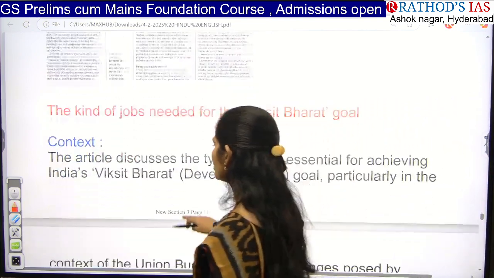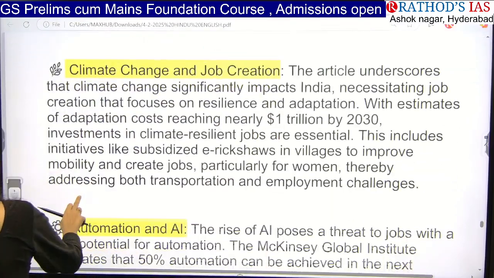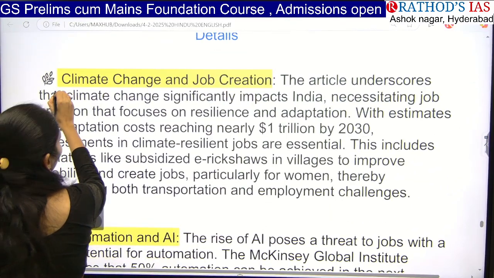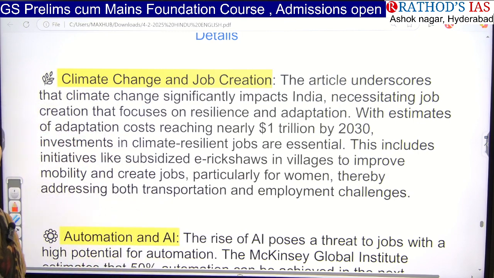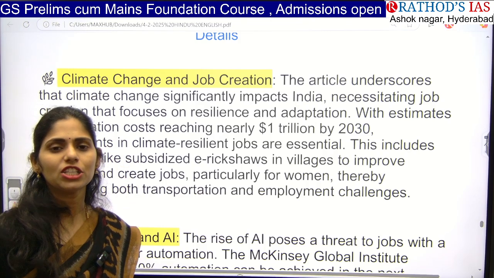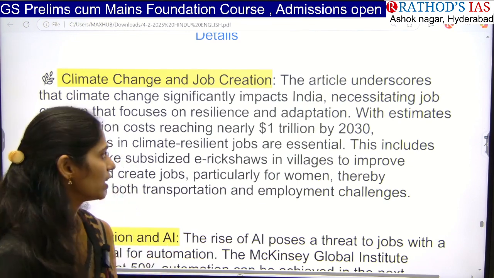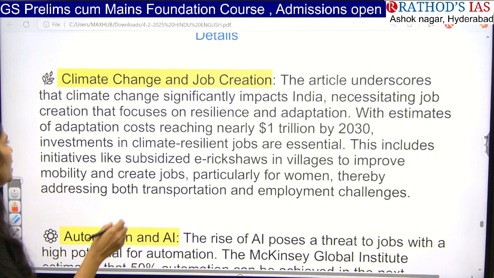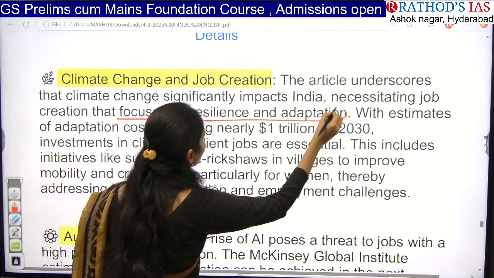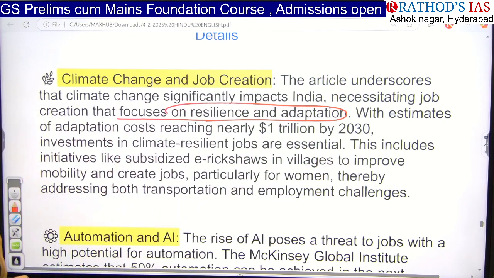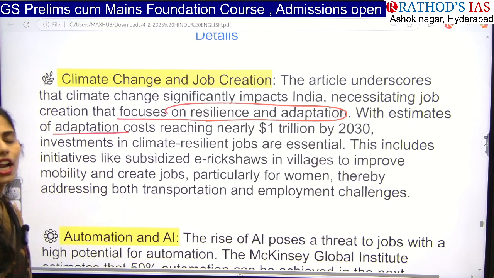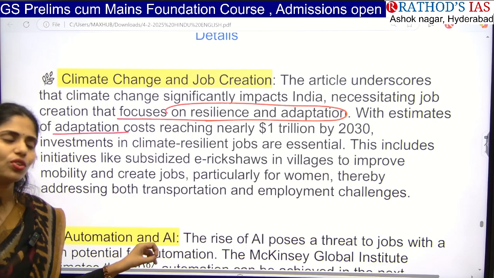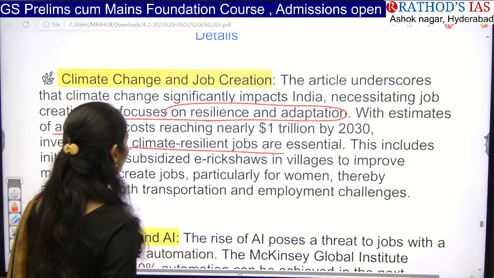So now let us see those clearly. The first one is we need to generate jobs that are climate resilient. Climate change is happening, and it is having lots of impacts on our country. So here we have to generate jobs that focus on climate resilience as well as climate adaptation. Some estimates say that if we want to go for adaptation, it will reach around $1 trillion by 2030. So the government needs to invest in these climate resilient jobs, the first one.